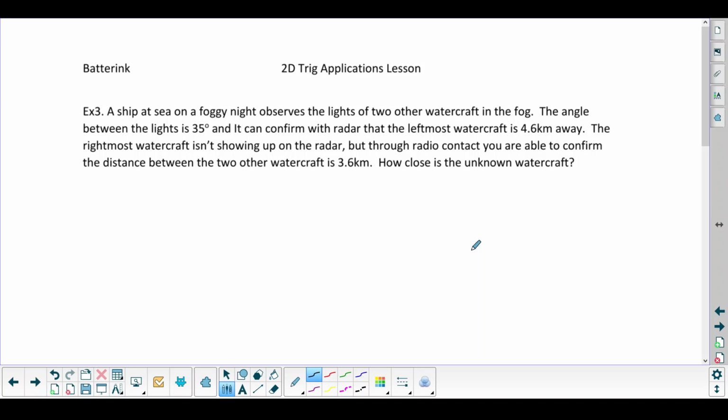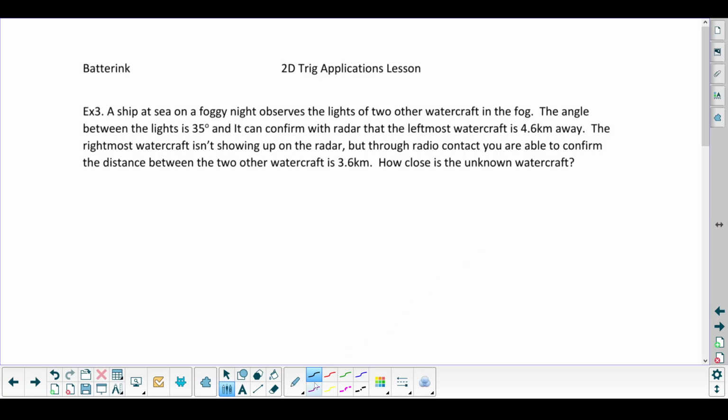So, a ship at sea on a foggy night observes the lights of two other watercraft in the fog. The angle between the lights is 35 degrees. And it can confirm with radar that the leftmost watercraft is 4.6 kilometers away. The rightmost watercraft isn't showing up on the radar, but through radio contact, you are able to confirm the distance between the two other watercraft is 3.6 kilometers. How close is the unknown watercraft?